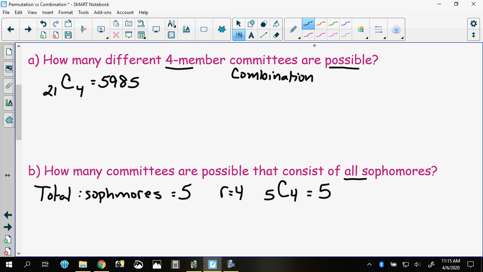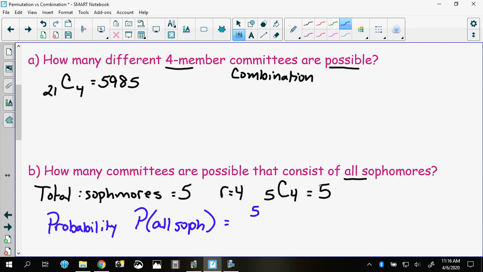So, what is the probability of all 4 of them being sophomores? So the probability that all of them are sophomores is going to be 5 for our event, because there's 5 ways to arrange all 4 sophomores, out of 5,985 ways to arrange 4 people in a committee.